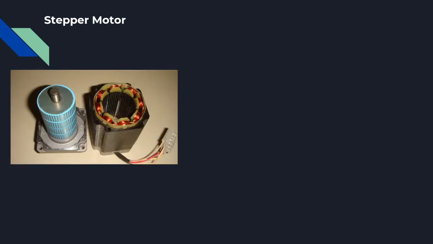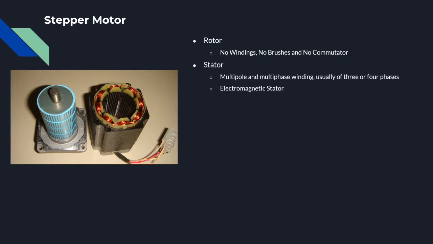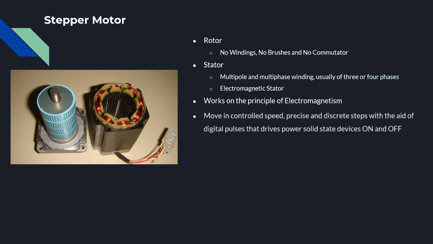If you look into the stepper motor, it has a rotor having no windings, no brushes, and no commutators. Whereas the stator is concerned, it is having a multi-pole, multi-phase winding. Usually, the number of stator windings will be 3 or more. The stator is an electromagnetic stator, meaning the magnetic lines of force are produced with the help of electromagnets. The entire stepper motor works on the principle of electromagnetism.